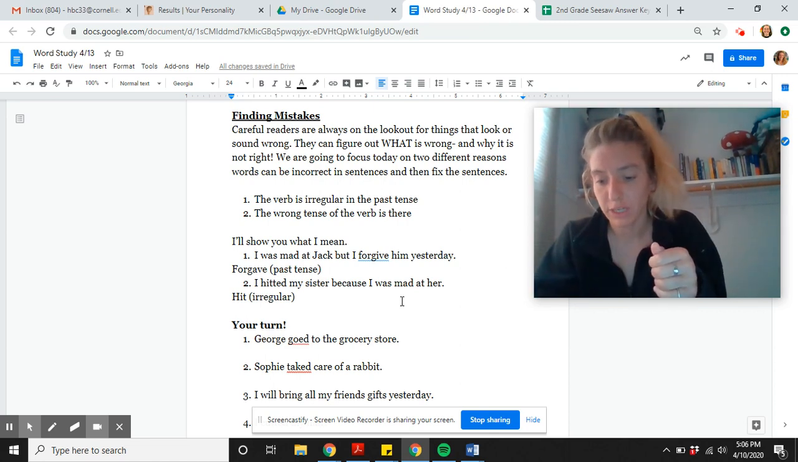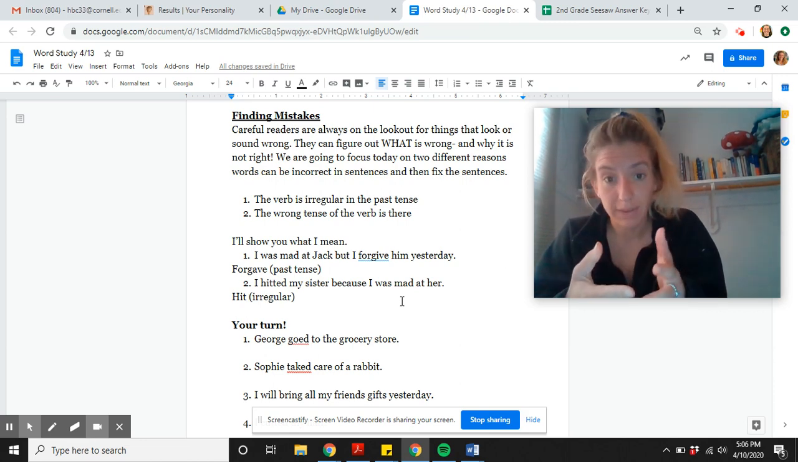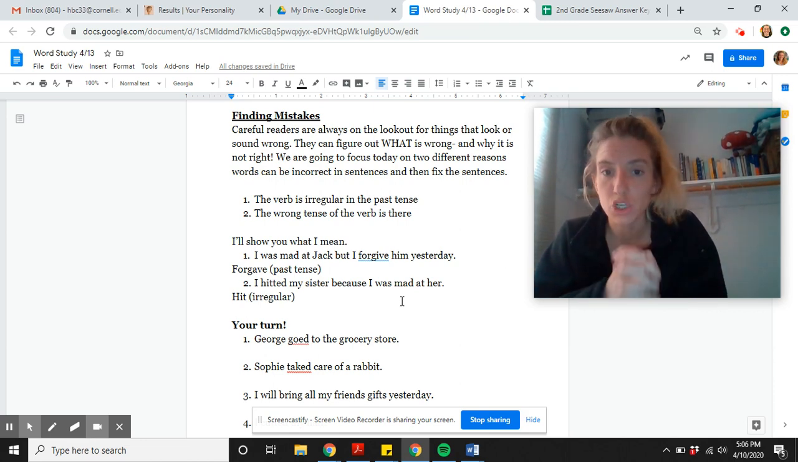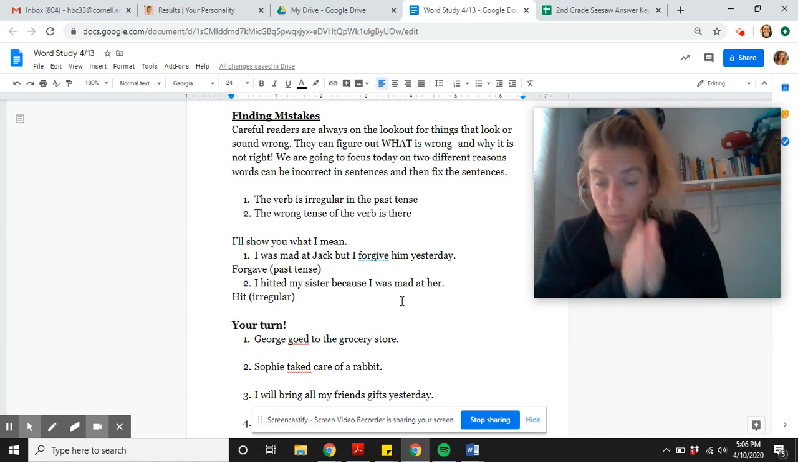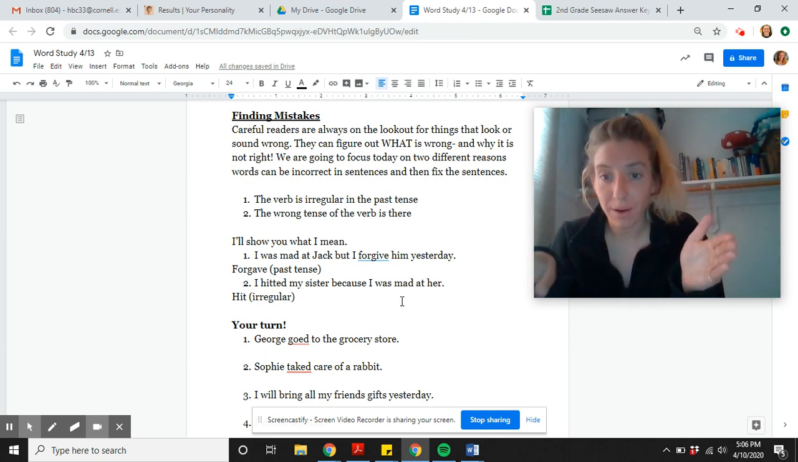Editing is when you read over your work, or someone else's work, and you check it for mistakes and to make sure that it makes sense and it's really strong writing. So, careful readers are always on the lookout for things that look or sound wrong in writing. So, they can not only figure out what is wrong, but they can figure out how to fix it.